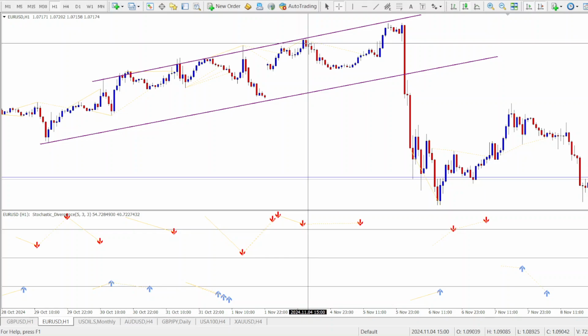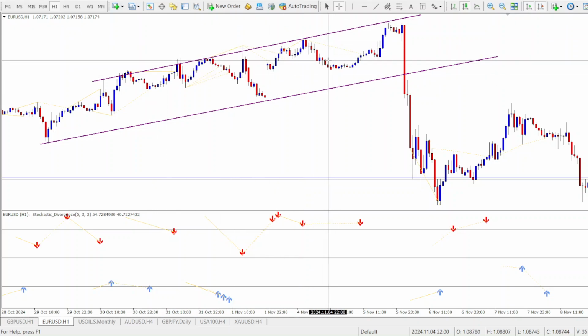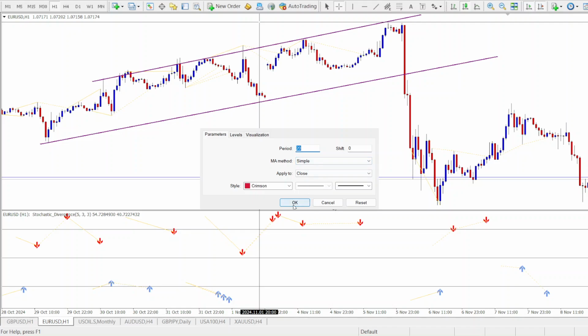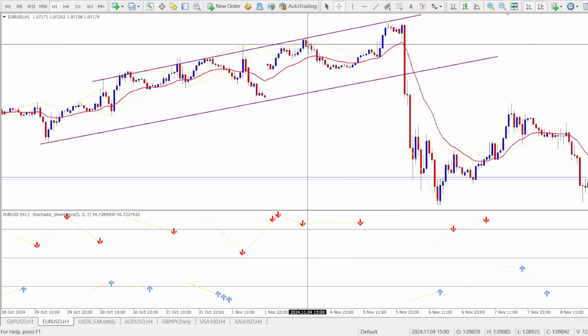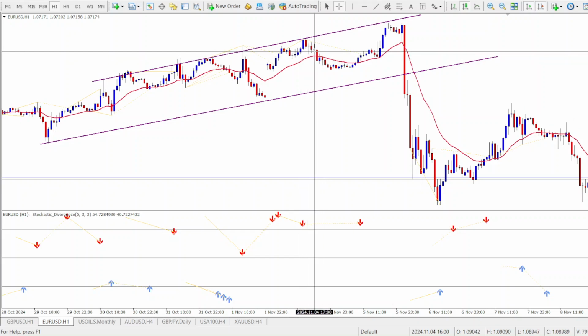The only thing is that this is just a resistance, and it doesn't mean that resistance can't be broken. So it would have been a great idea to also add on another indicator for confirmation, because resistance can be broken, right? So let us just add on the moving average to the chart, okay? All right, so we can see that at this point, the moving average was still giving us a buy signal, right? Because price was above it.